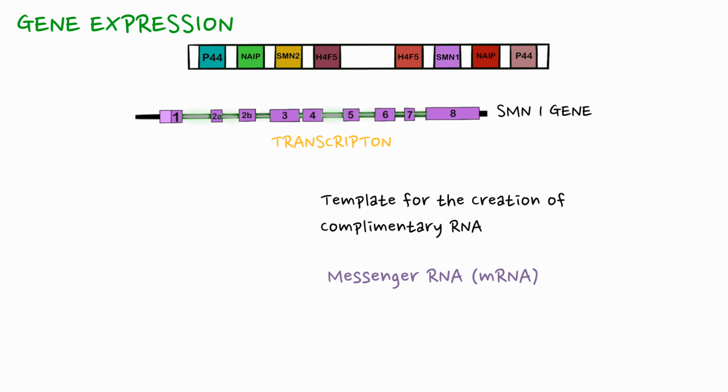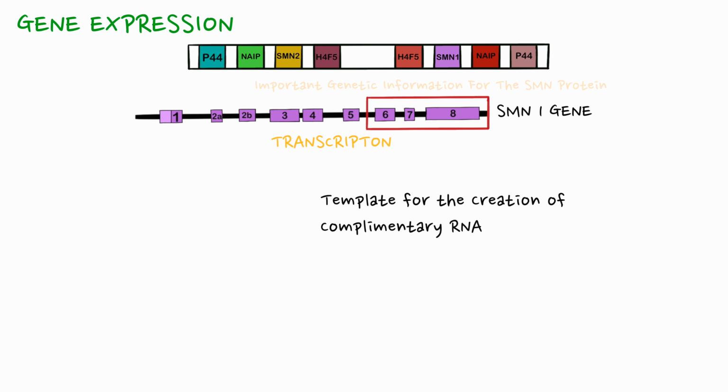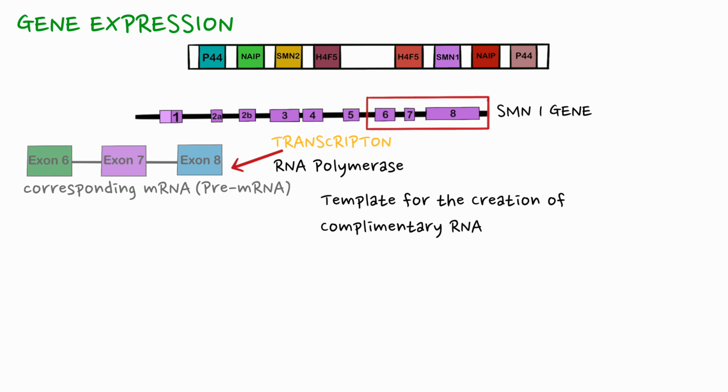Interspersed with introns. Exons 6, 7, and 8 are the specific segments of the gene that contain important genetic information for producing the survival motor neuron protein. During transcription, the DNA sequence of the SMN gene is read by an enzyme called RNA polymerase. This enzyme creates a corresponding mRNA strand by copying the genetic information from the exons.